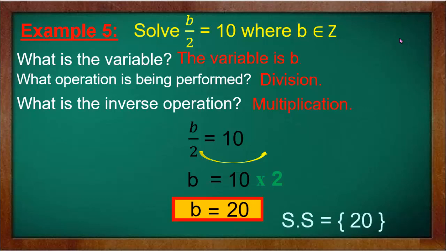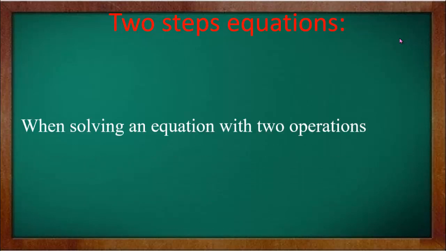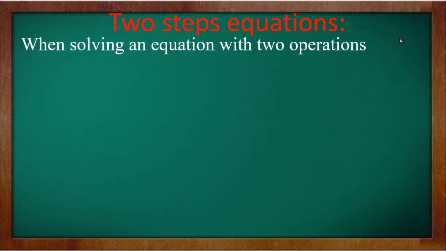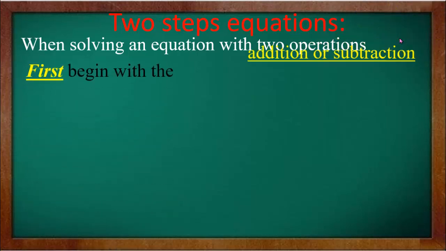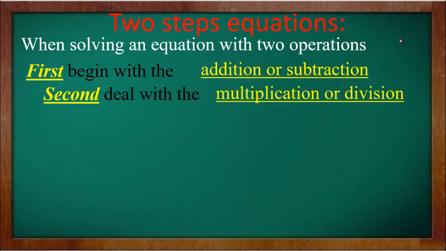What we have solved until now is called a one-step equation. Let's go now and see another type, which is called a two-step equation. In a two-step equation, I will have two operations in the same equation. How can I deal with this? When solving an equation with two operations, first we begin with addition or subtraction. Second, deal with multiplication or division.